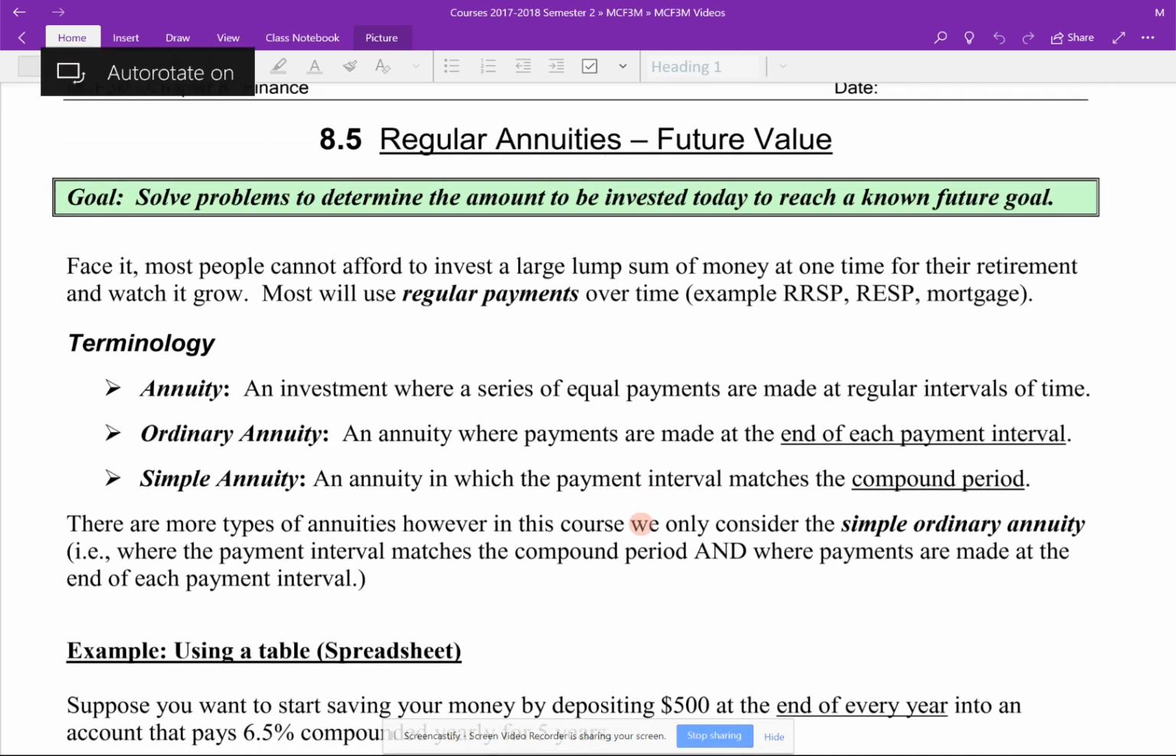8.5 Regular annuities. Let's look at something called an annuity. So, what is an annuity? Well, everything up until now in this chapter, we've been dealing with making an investment or borrowing money, but only doing a one time principal payment.